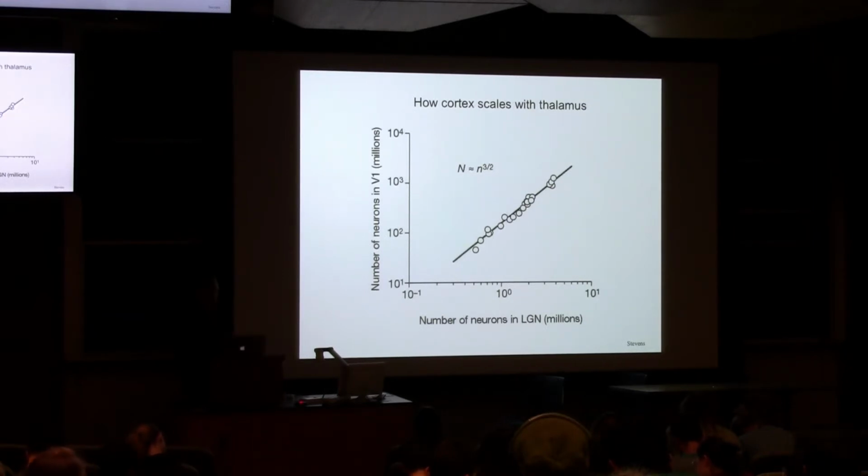So this diagram shows that each dot is a different animal species. For different animals, there's a very precise relationship. The number of cells in the cortex compared with the brainstem and the thalamus follows a power law relationship. Basically, the number of cells in the cortex is proportional to the 3/2 power. So there's something like a power relationship.